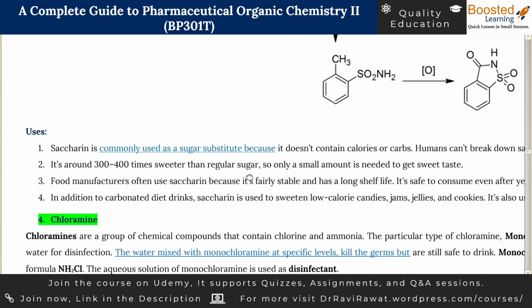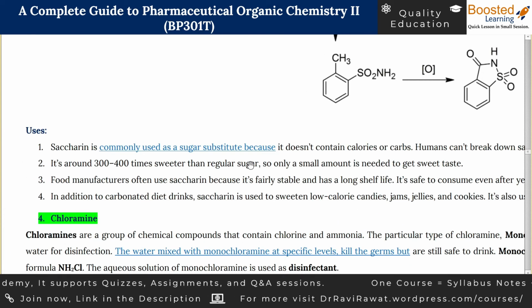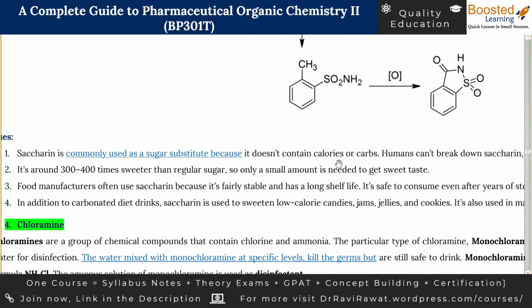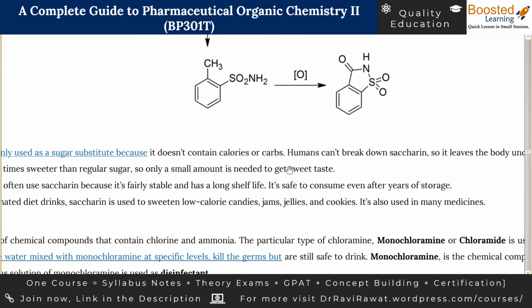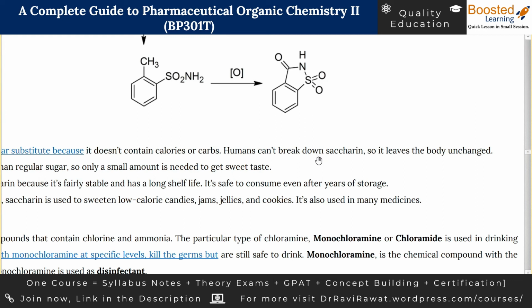Now let us go to the uses of saccharin. As I have already told you, it's a synthetic sugar. It's an artificial sugar which has 0 calories. So somebody who is diabetic or somebody who for weight loss reasons does not want to consume calories, this is the substitute which can be used. Now one another property is that humans can't break down saccharin. So this is good, as it leaves our body unchanged, so it does not get deposited, it does not get consumed or anything like this. It simply leaves the body unchanged.